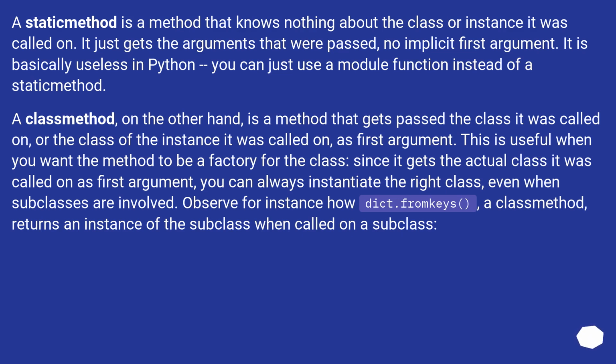A class method, on the other hand, is a method that gets passed the class it was called on, or the class of the instance it was called on, as first argument. This is useful when you want the method to be a factory for the class, since it gets the actual class it was called on as first argument. You can always instantiate the right class, even when subclasses are involved. Observe for instance how dict.fromkeys, a class method, returns an instance of the subclass when called on a subclass.